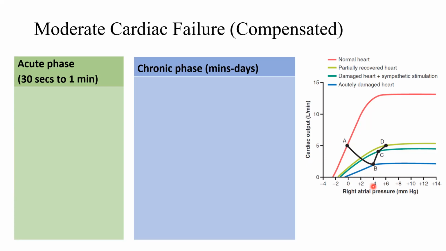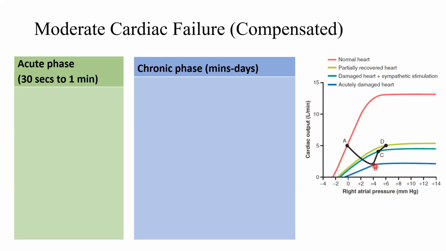The preload is coming through. The venous return is coming through, but cardiac output has dropped. So within the heart, you will have increased preload, which basically increases the right atrial pressure. And this is a very bad situation. Okay, so now the heart went from point A to point B.